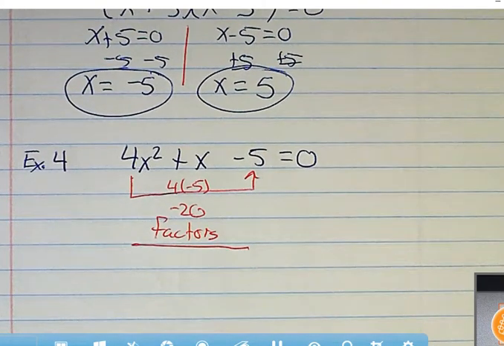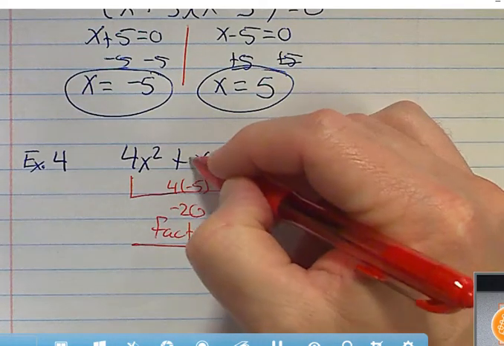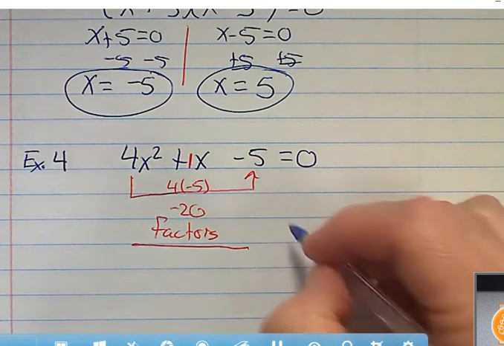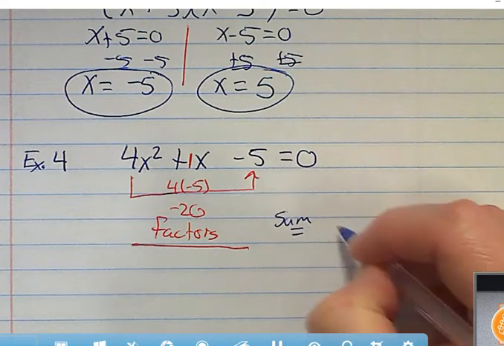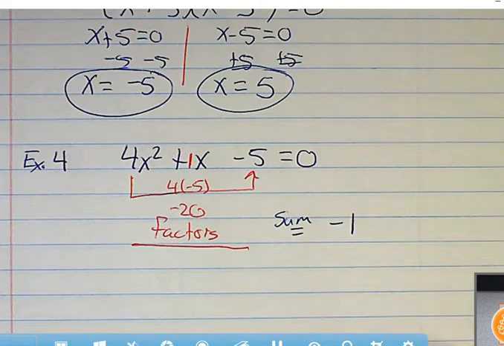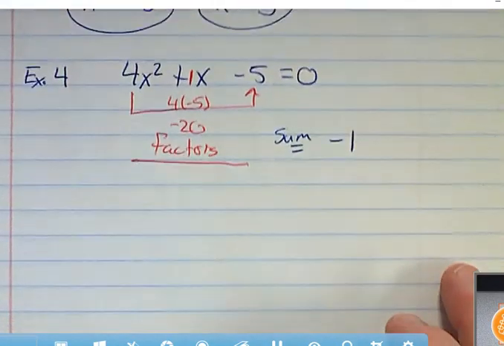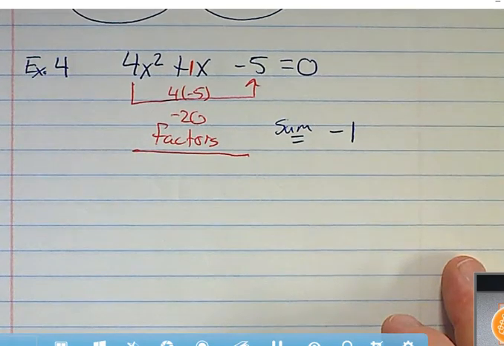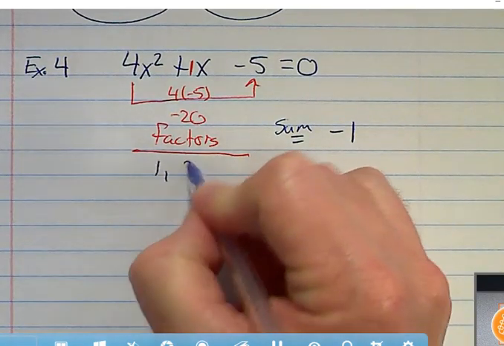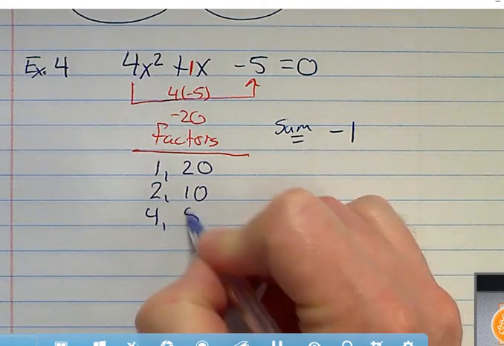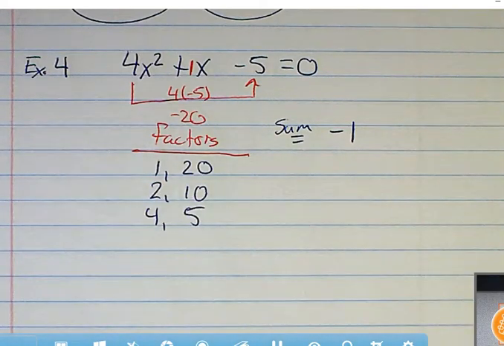Okay, the only thing you want to look at is that because in the middle we got x, but remember that is a 1x there. So we're still looking for the factors of negative 20, where in this case the sum would equal negative 1. And again, there's not that many factors of 20. Seems like there would be, but there's not that many. It's either 1 and 20, 2 and 10, or 4 and 5.